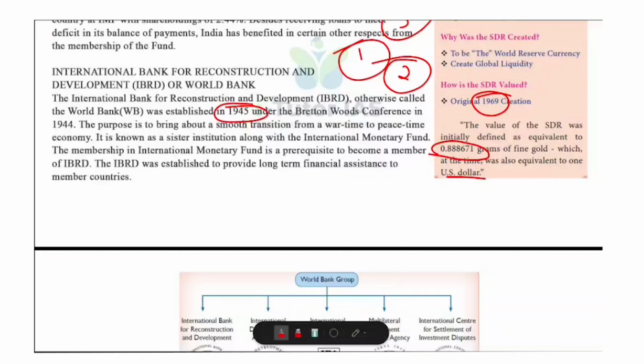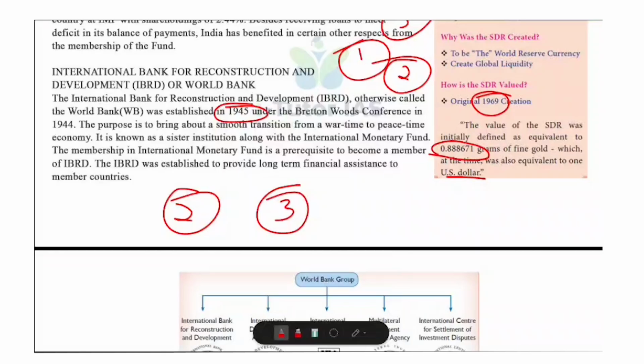And what is the purpose of IBRD or World Bank? Initially, it aimed to help countries transition from wartime to peacetime economies. Then it provides long-term financial assistance to member countries and also focuses on reconstruction, development and poverty reduction.